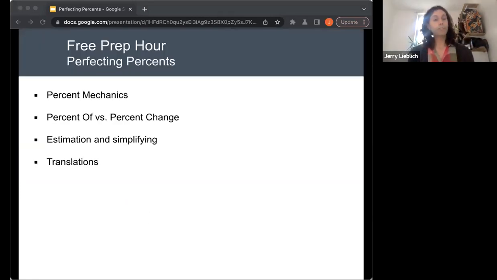So what we're going to cover today, we're going to start out with just looking at some of the basic mechanics of these percents, how to calculate them, how to read them, what formulas to know. And we're going to learn the difference between the two types of percents that we're going to see on the test, percent of and percent change. We're also going to learn some tools for estimation and using benchmarks, eyeballing percents, and we're going to learn how to translate percent word problems into English.